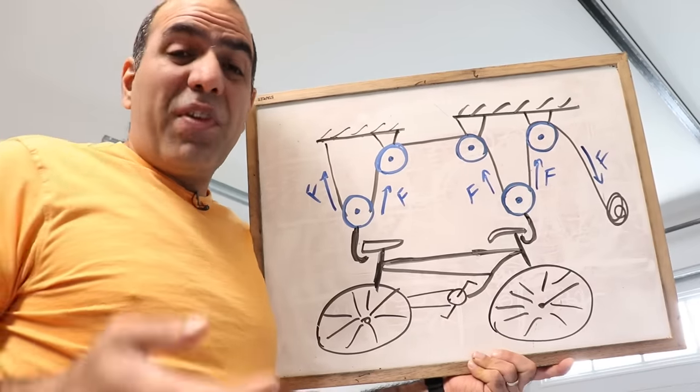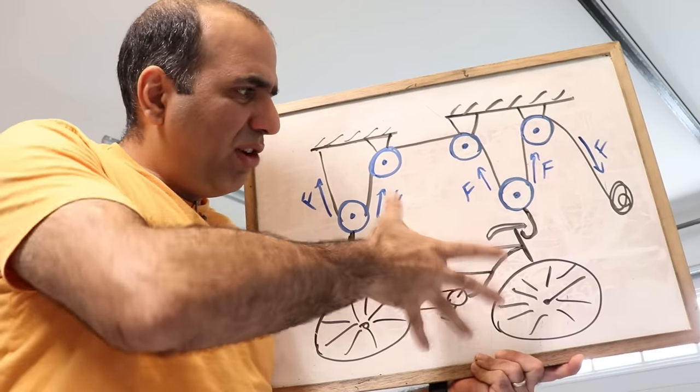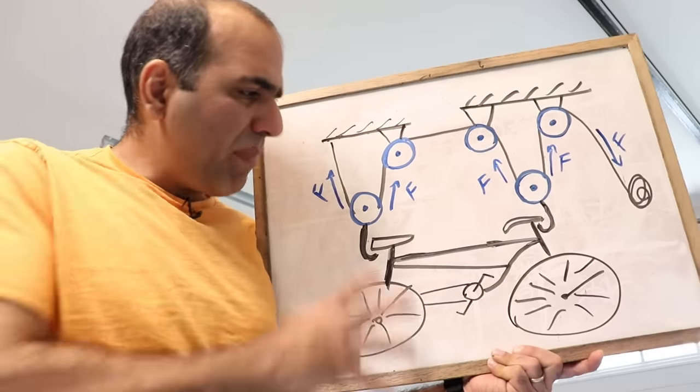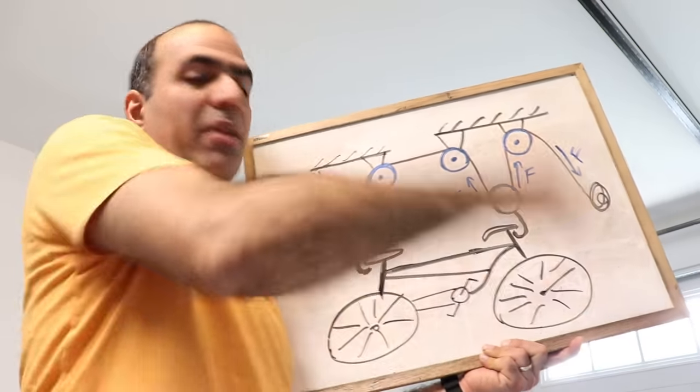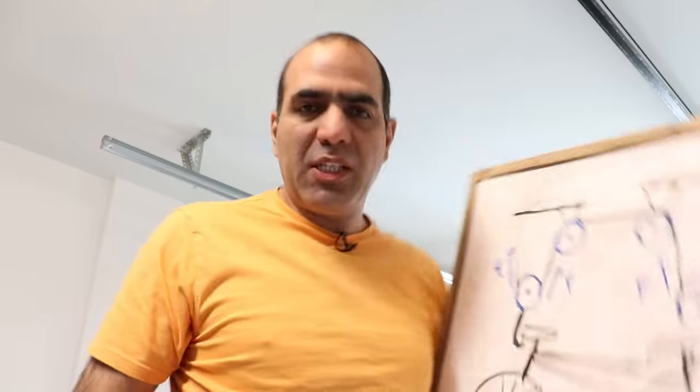Now, something I don't know with this system is that because it's kind of loose and the bike can rotate, what happens if the back of the bike is much heavier than the front? Would it just pull it down and the bike flips? I guess we'll see what happens.